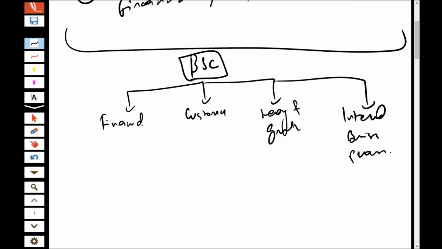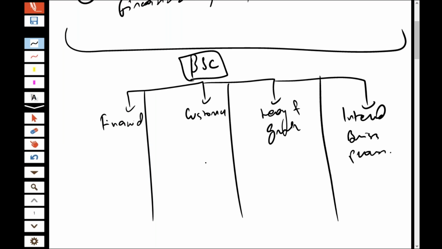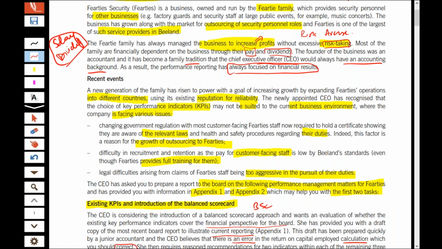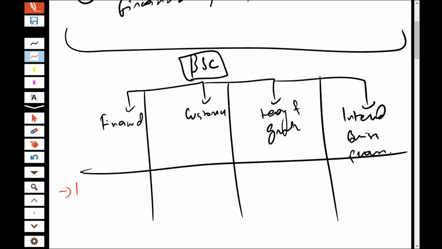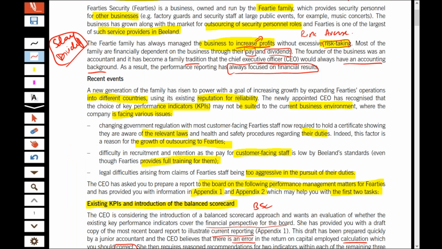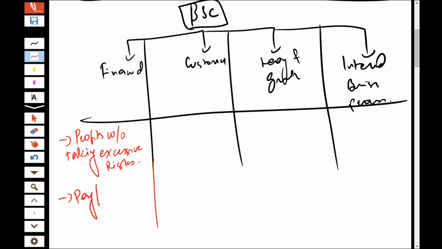Now, if I talk about the general thing, I am just going to mark down the things which should be achieved from the financial perspective, from the customer's perspective, from the learning and growth perspective, and so on. So you see, if you could just go back, it says the business is being managed by the family and they've been able to increase profit without excessive risk taking. So the objective here is they need to increase the profits without taking excessive risk. They are dependent on pay, they are dependent on dividends for their bread and butter.